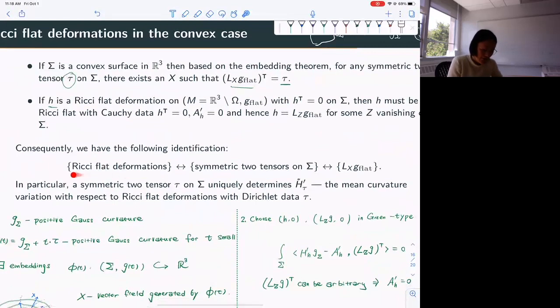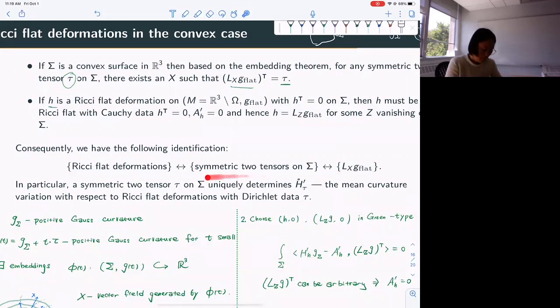Okay, so those two observations give us the following identification. A Ricci flat deformation is uniquely determined by its Dirichlet data on the boundary, which is a symmetric 2-tensor on the boundary. And any symmetric 2-tensor can be realized as the Dirichlet data of a diffeomorphism deformation.